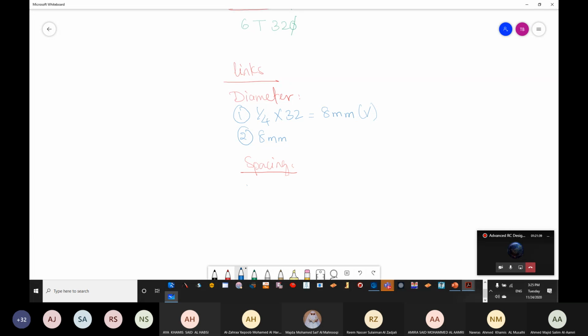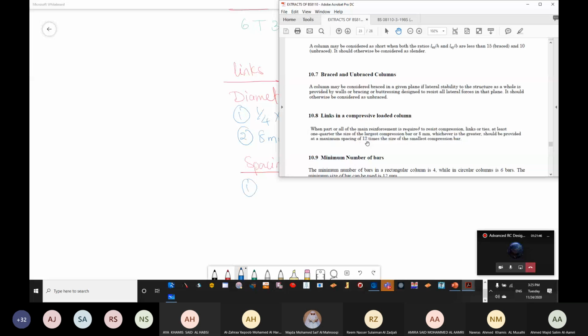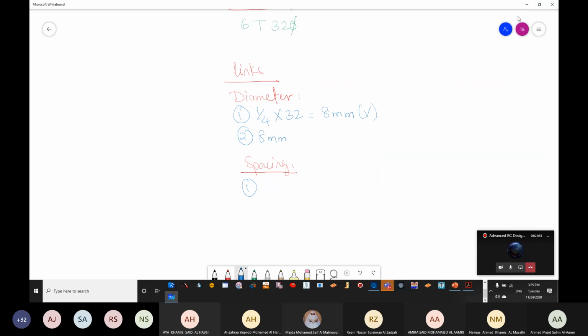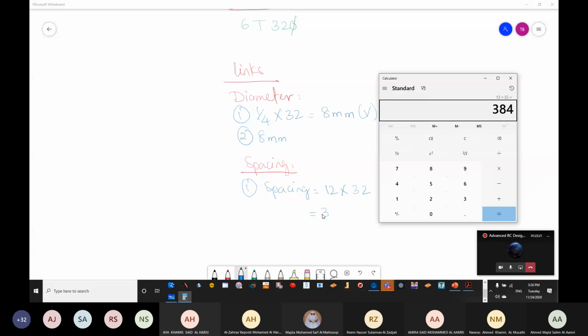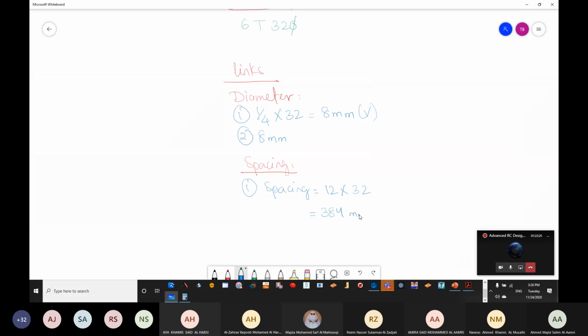Okay. Now the second thing is going to be the spacing. And the code says, in case of spacing, it should be provided at a maximum spacing of 12 times the smallest compression bar. Once again, we don't have smallest and largest. So spacing equals 12 times 32. That is going to give you around 368, or 384, so 380.